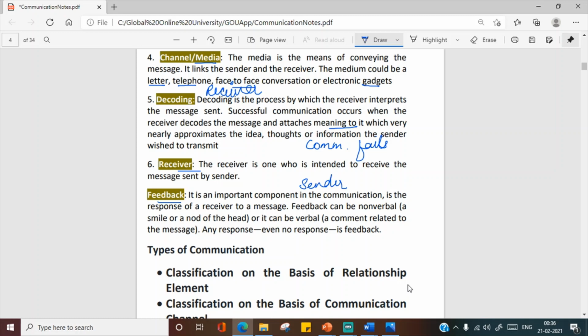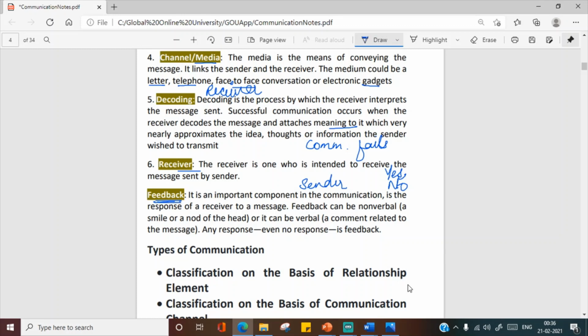For instance, a teacher is teaching the students and asks, did you understand the topic or the concept? If the students say yes, the teacher can continue to another topic, and if the students say no, the teacher will explain the same topic again, because the students have given their feedback. Feedback helps the sender to make necessary changes in the communication.